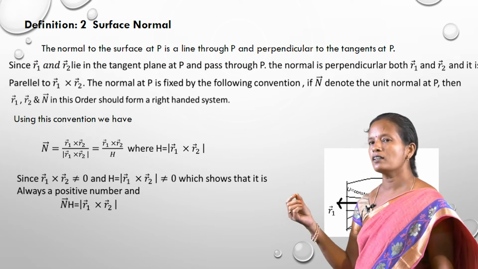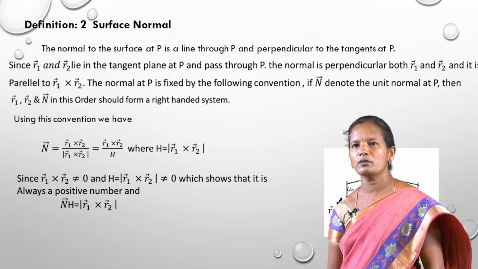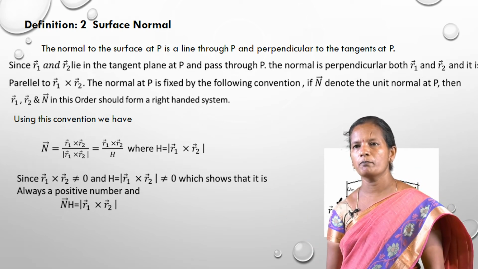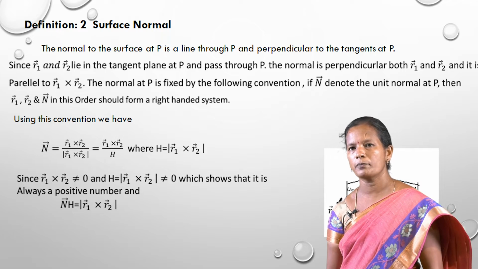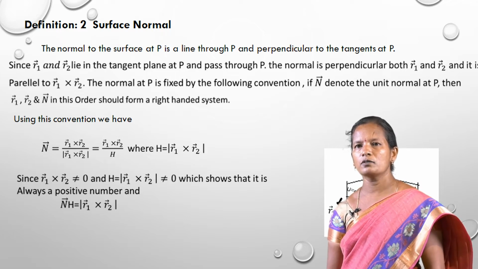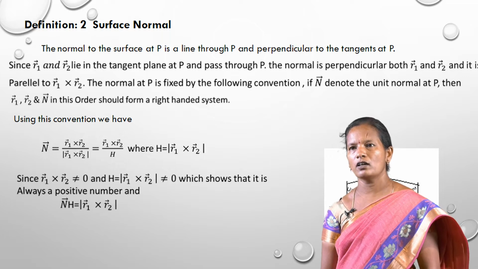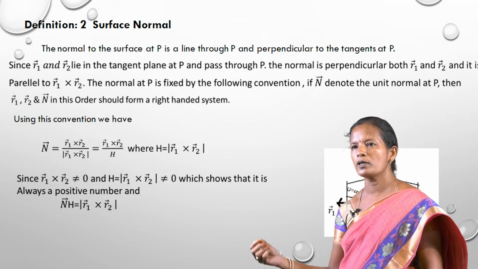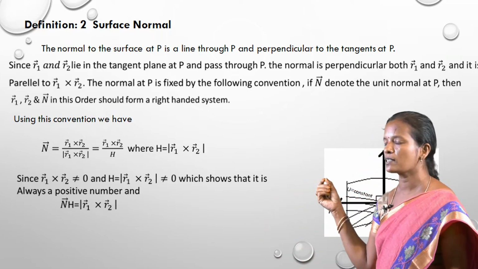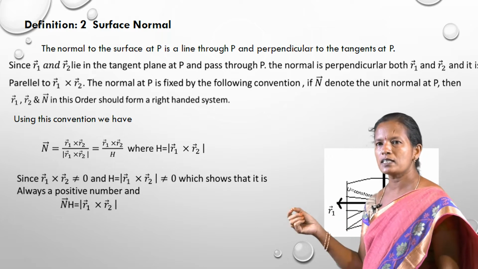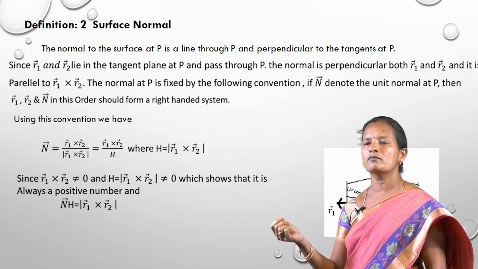Next, the definition, surface normal. The normal to the surface at p is a line through p and perpendicular to the tangent at p. Since r1 and r2 lie in the tangent plane at p and pass through the point p, the normal is perpendicular to both r1 and r2 and it is parallel to r1 cross r2. The normal at p is fixed by the following convention.